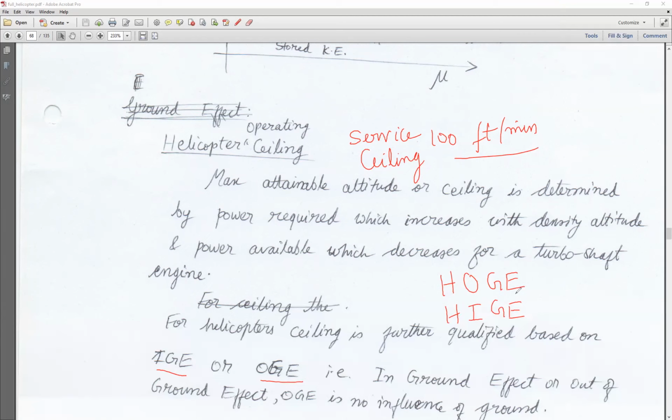Skin effect? What is skin effect? Ground effect, sir. Ground effect, yes, that's what I'm coming to. So this is called ground effect.